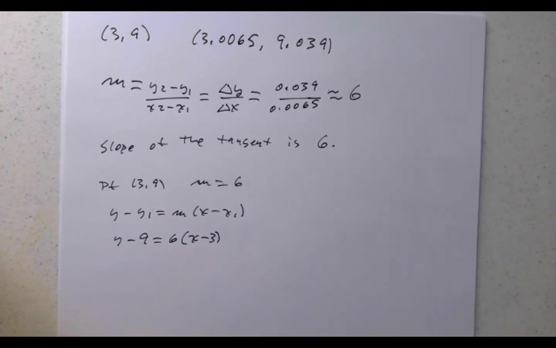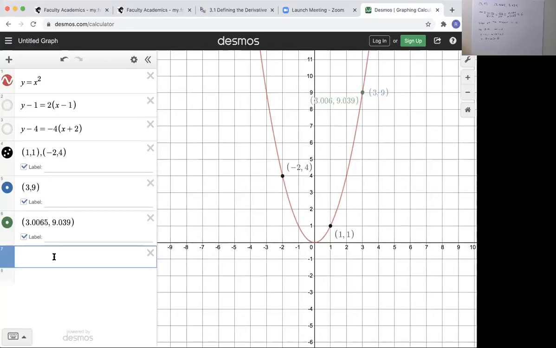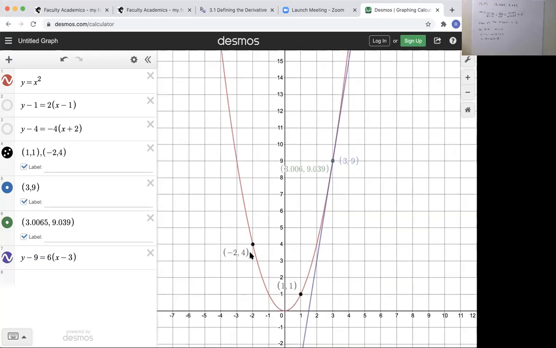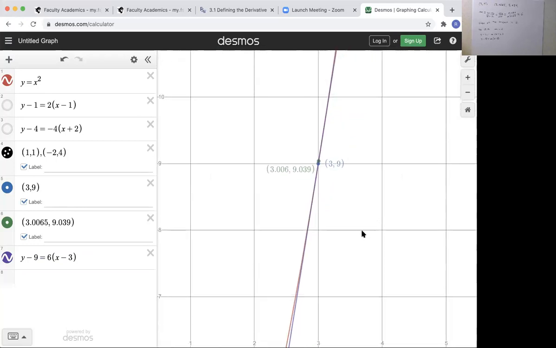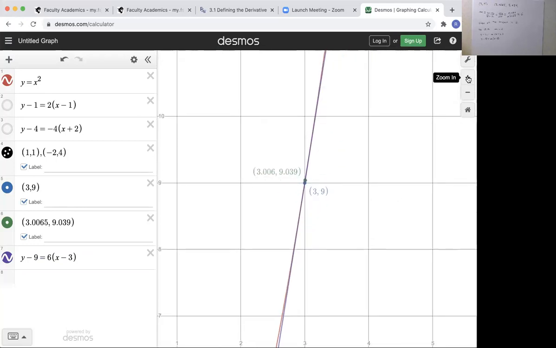Which we can go ahead and graph and see if that looks like it is going to be the tangent line. So we have y minus 9 equals 6 times x minus 3. And sure enough, that purple line looks like it well approximates that function near (3, 9). So if I zoom that in, that's my instantaneous rate of change as the slope is 6.